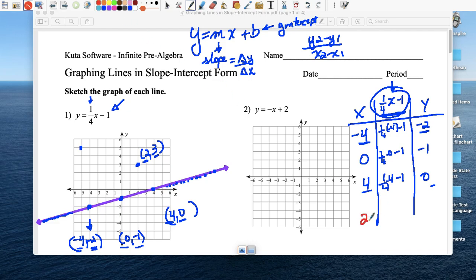So if I plug in a 2, it'd be 1/4 times 2 minus 1. 1/4 times 2 is a half, and a half minus 1 is just negative a half. So when I plug in a 2, I should be getting negative a half. So notice that this point over here doesn't follow that relation. So obviously you can tell that this point is not on the line, because it doesn't work. All right. So that's basically what we're doing.